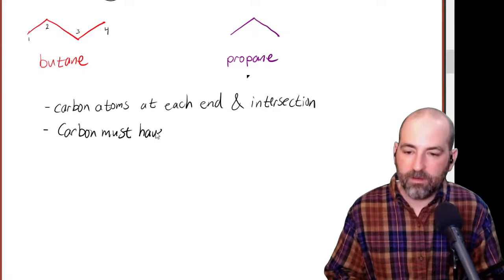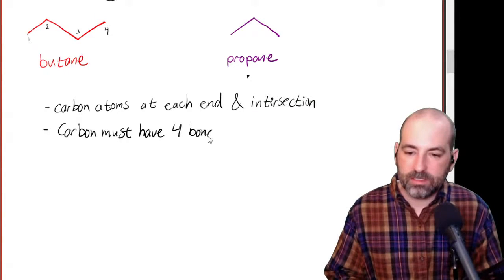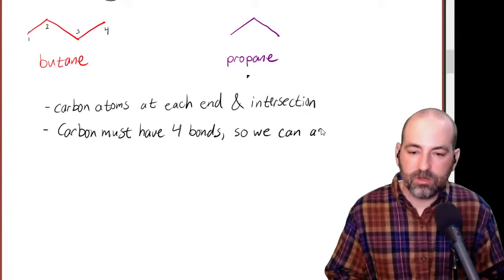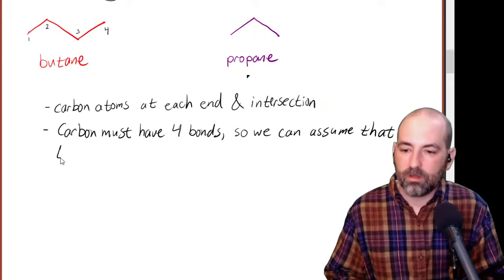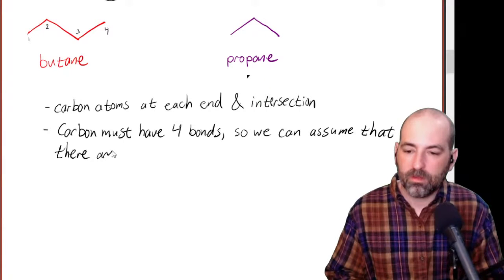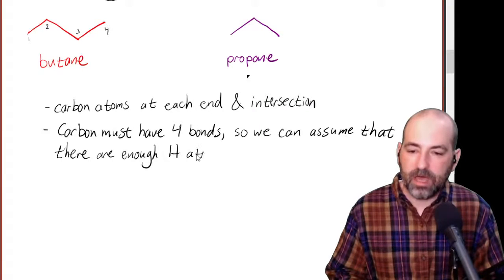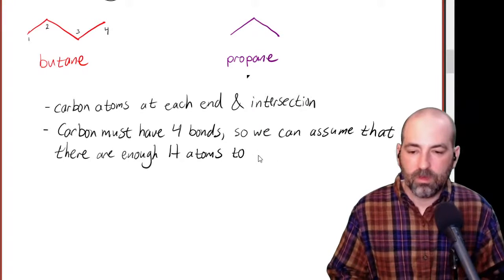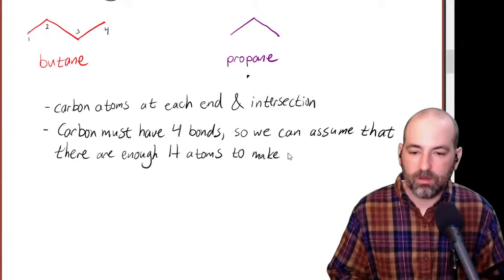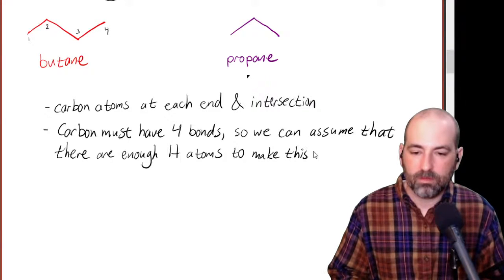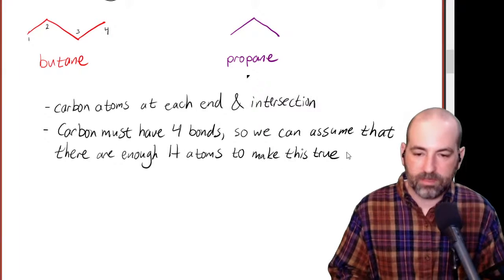Again, we can use this idea that the bonding is really predictable. Carbon must have 4 bonds. So we can assume that there are enough hydrogen atoms to make this true, the 4 bonds for carbon. So what does that mean?